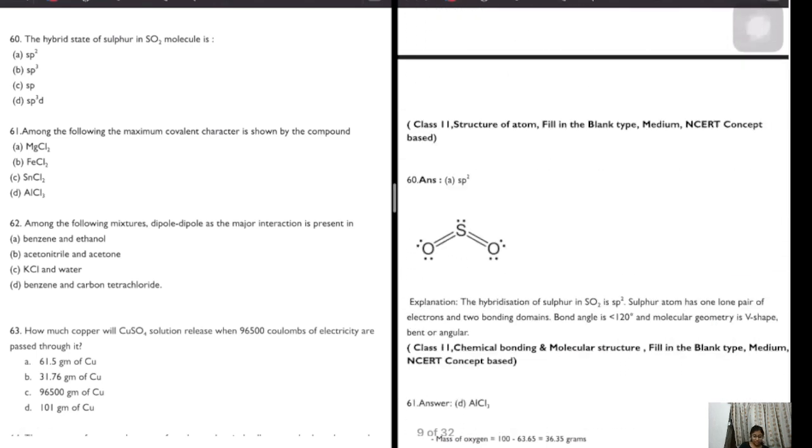Now let's see the next question. Hybrid state of sulfur in SO2 molecule. What is the structure of SO2? This, right? What does it look like? It is obviously a planar structure, trigonal, and it is sp2. One thing to note is that the angle between these is not exactly 120, it is less than 120. Why? Because due to lone pair repulsion, they will come closer. Alright? So that is the correct answer, sp2.